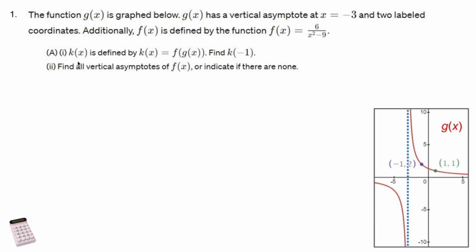Part 1. k of x is designed by me, and defined as f of g of x. So k of -1 is us trying to find f of g of -1.